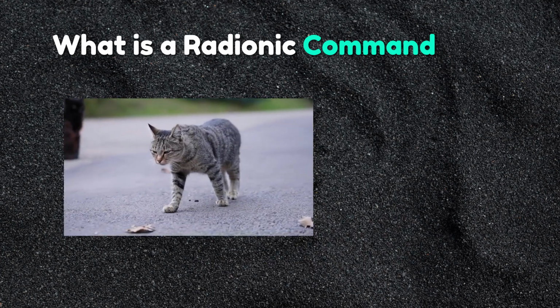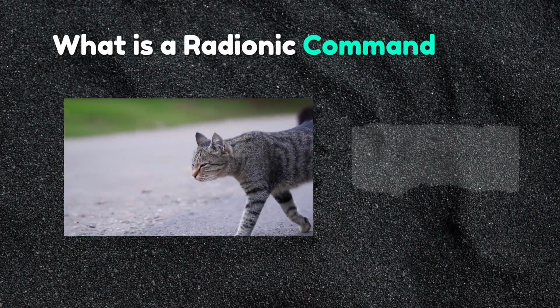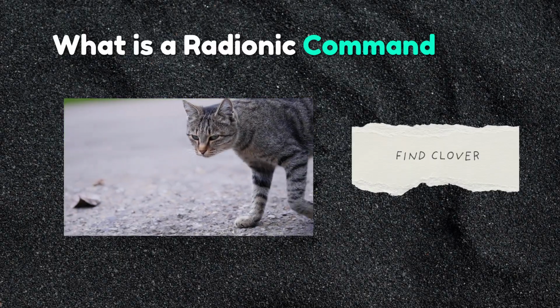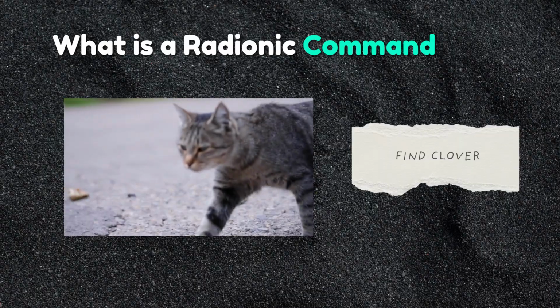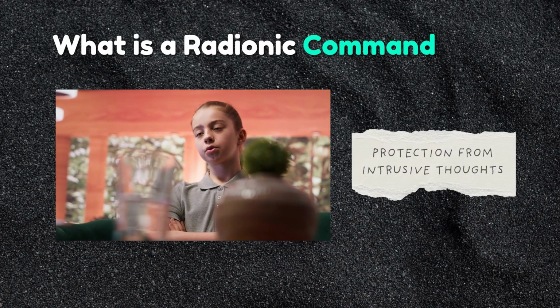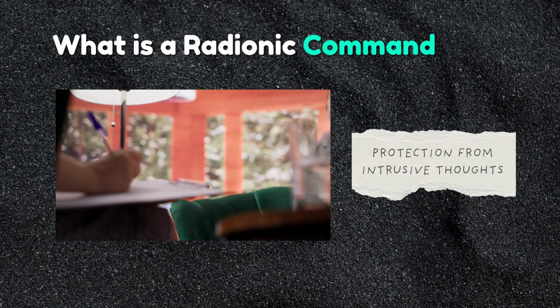So, for example, if you want to find your lost cat and your cat's name is Clover, your command could be find Clover or Clover returns home. That's the command. If your goal is to clear your mind from intrusive thoughts, your command could be protection from intrusive thoughts or mental clarity and peace.